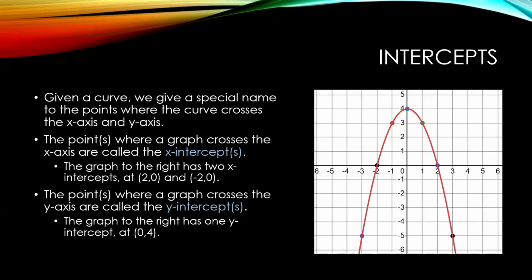Given a graph, we sometimes focus on the intercepts. And so the intercepts are where the curve will cross the x-axis and the y-axis. The x-intercepts in this case would be at 2, 0 and negative 2, 0. The y-intercept would be at 0, 4.